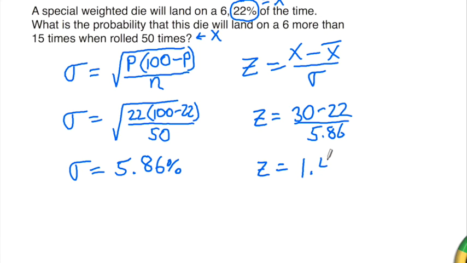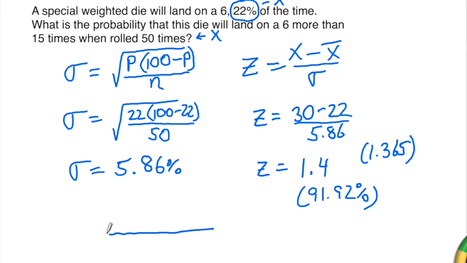So our z-score is 1.365. If I do a spreadsheet version of this, it would actually take all the decimals. So we look up 1.4 on the table. 1.4 on the table is 9192, so this becomes 91.92%.